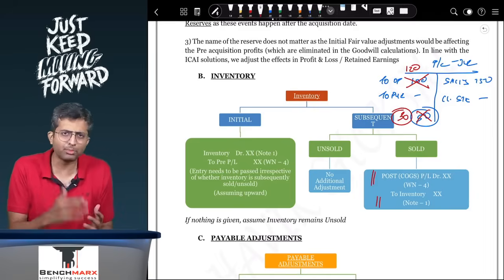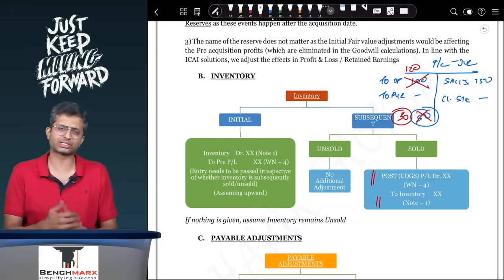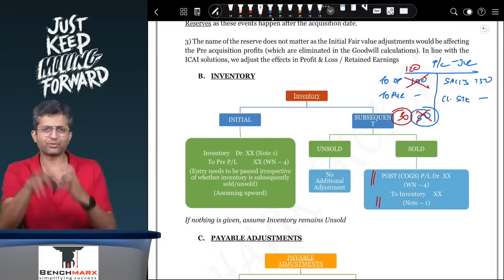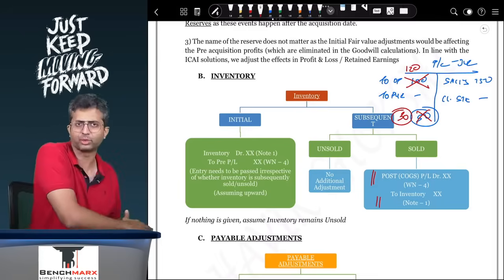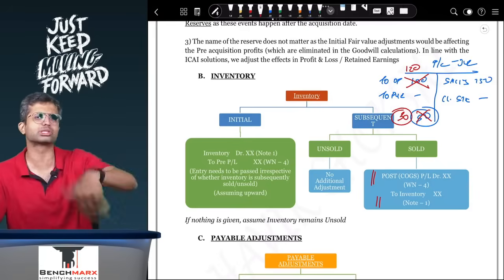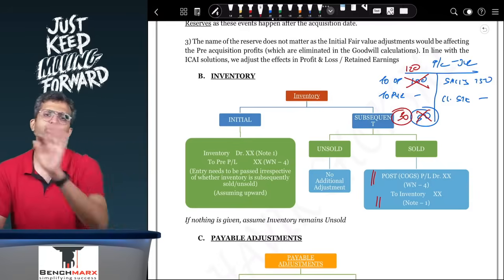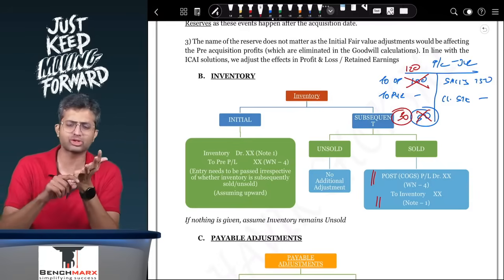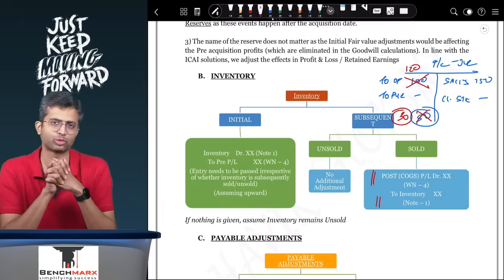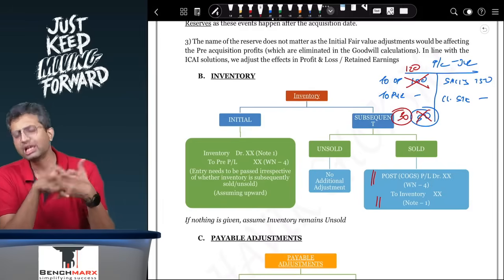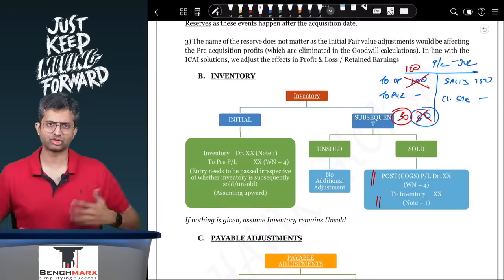You have to remember a thumb rule if these concepts don't go as clearly in your mind, that whenever there is a fair value change prior to the date of acquisition or at the date of acquisition, it goes against the pre-acquisition profits. Whenever there is a change later due to either depreciation or due to sale, it will go in the post-acquisition profits. The last adjustment over here is a payables adjustment.